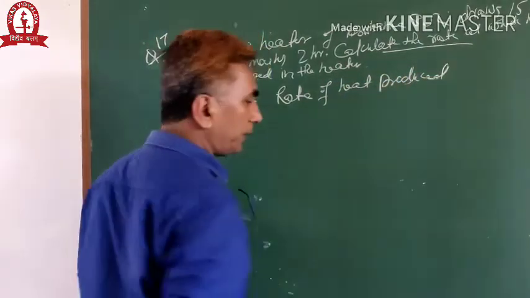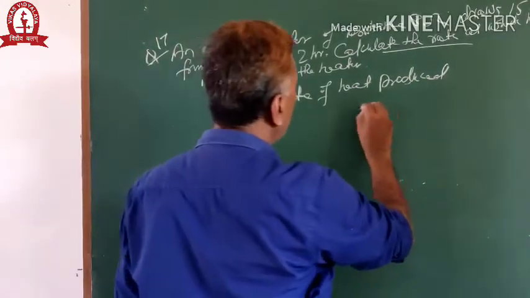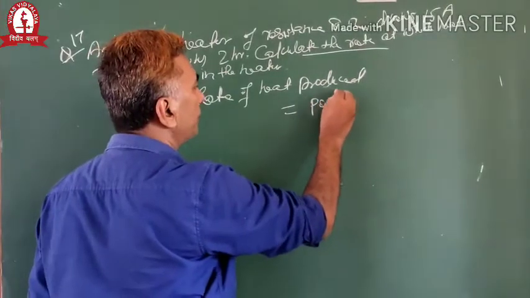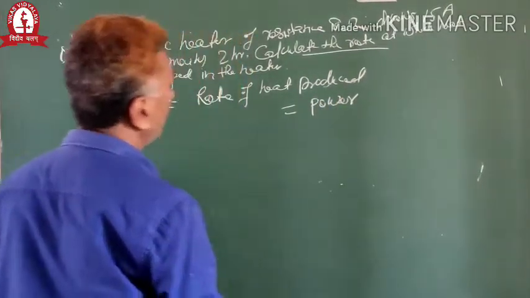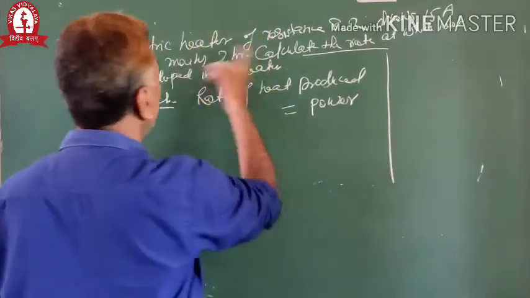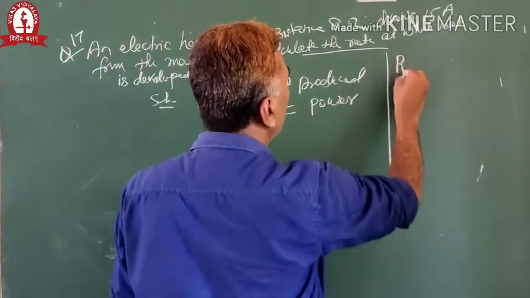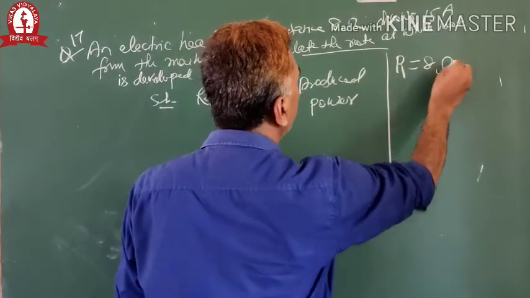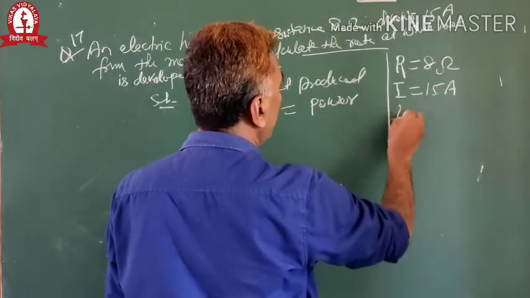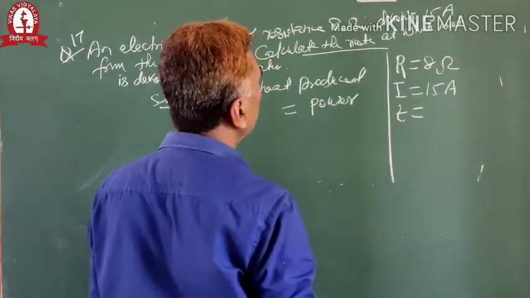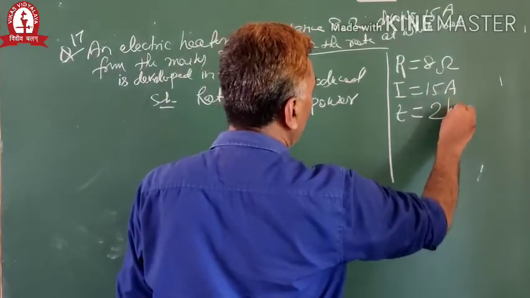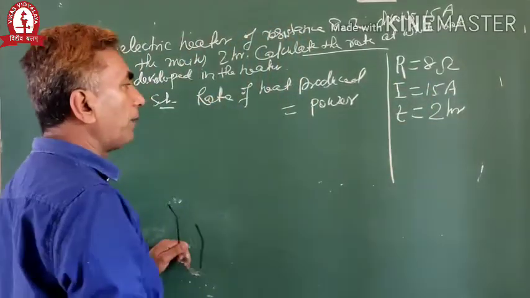is to be calculated. You know that rate of energy consumption is actually power. This is called power. And for the formula, in the given data we have R equal to 8 ohm, I equal to 15 ampere, and the time T is given as 2 hour. This is the data available.